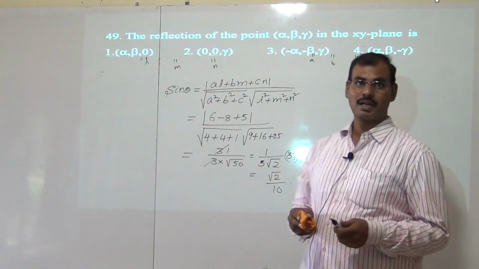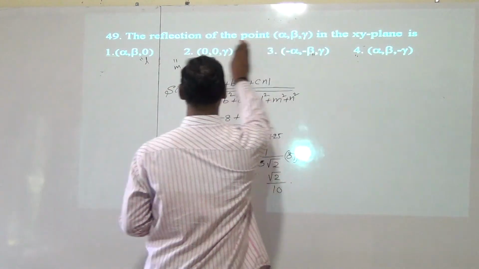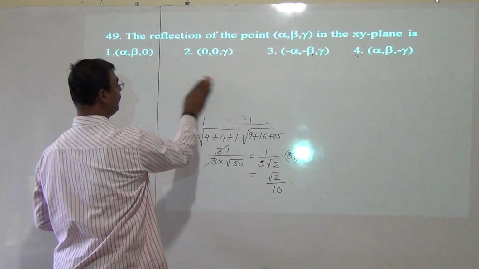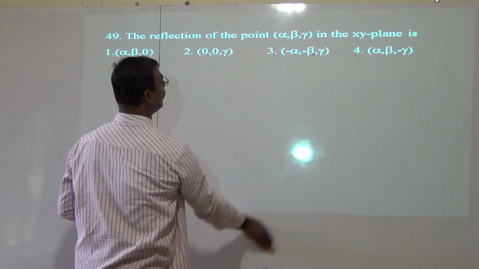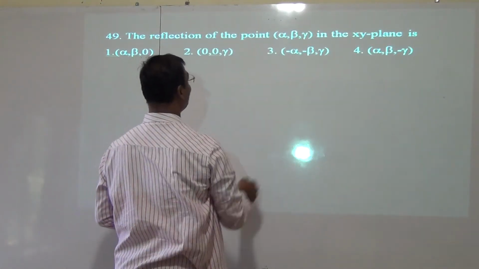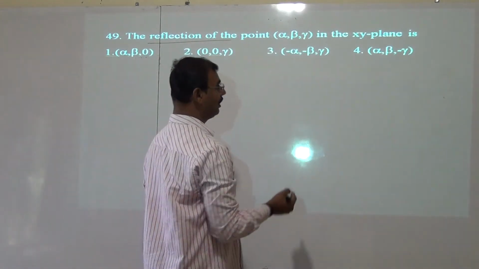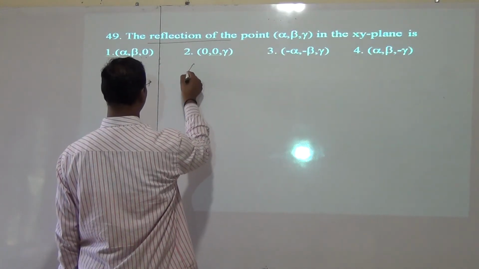The reflection of the point alpha, beta, gamma in the xy plane is. This is given in the exam also. Same question, I already completed it. Reflection means what? Image. It is asking for the image of this point. The formula was also given last class. What is the condition here?